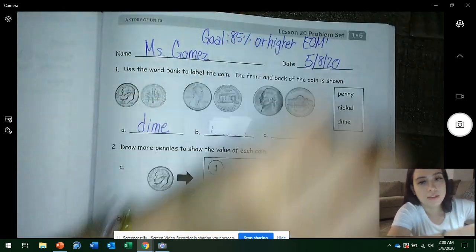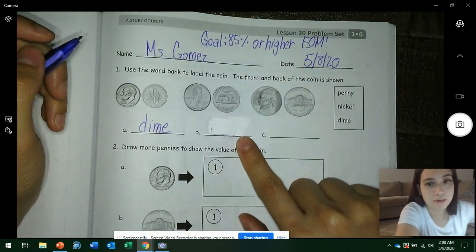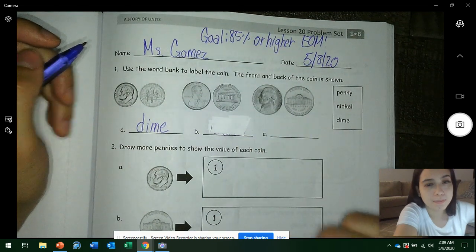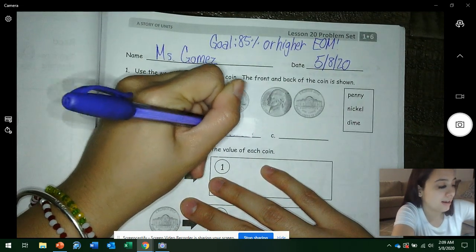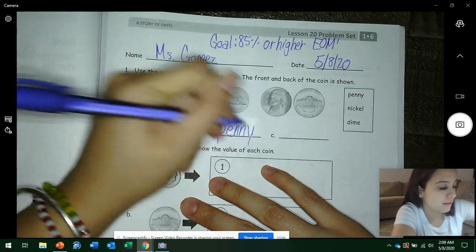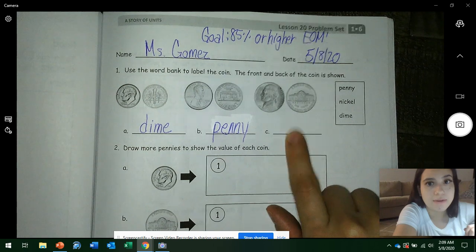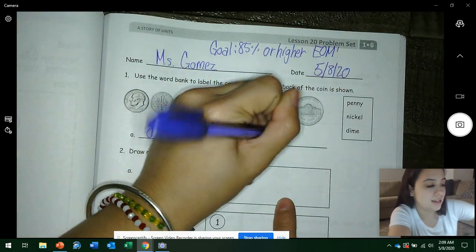So, again, what is the name of this coin, boys and girls? Get ready. Yes, a penny. And what is the name of this coin, boys and girls? Get ready. Yes, a nickel.